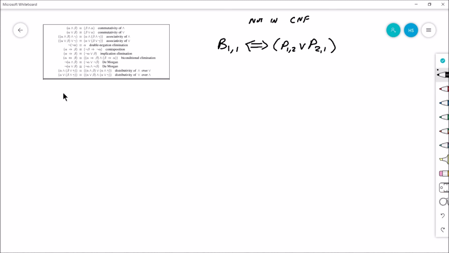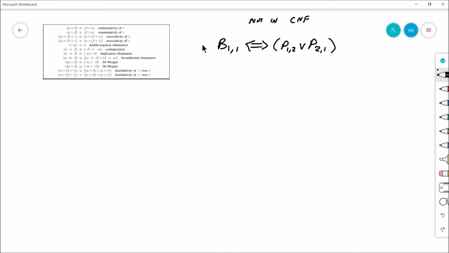Okay, so CNF looks something like this. Right, so there's one clause. Here's another clause. And here's another clause. That's conjunctive normal form. So this sentence right here, not conjunctive normal form. So in order to make use of that resolution rule, we got to be in conjunctive normal form.